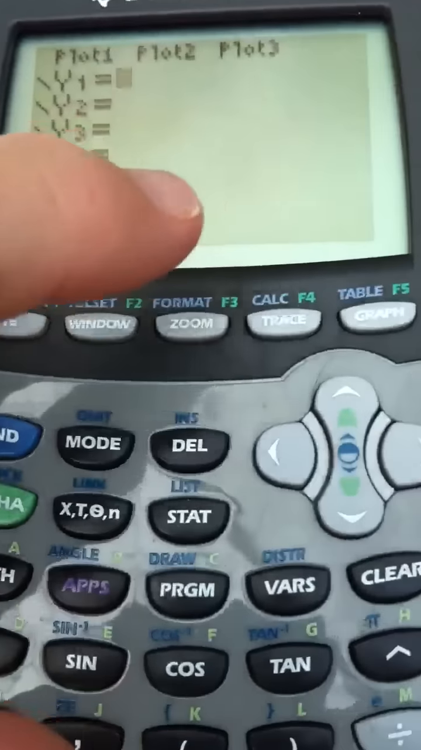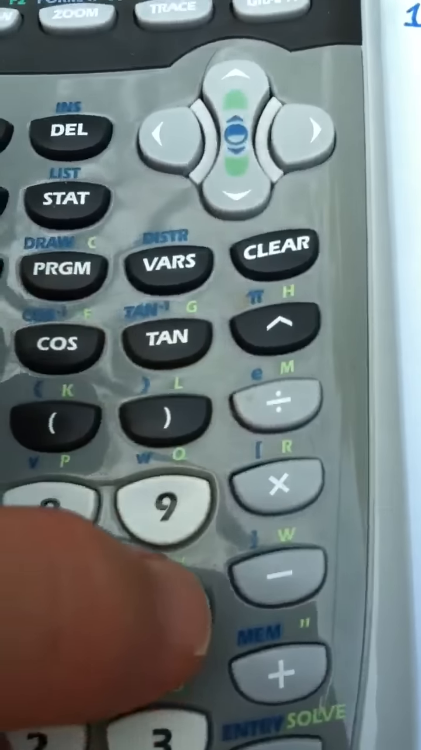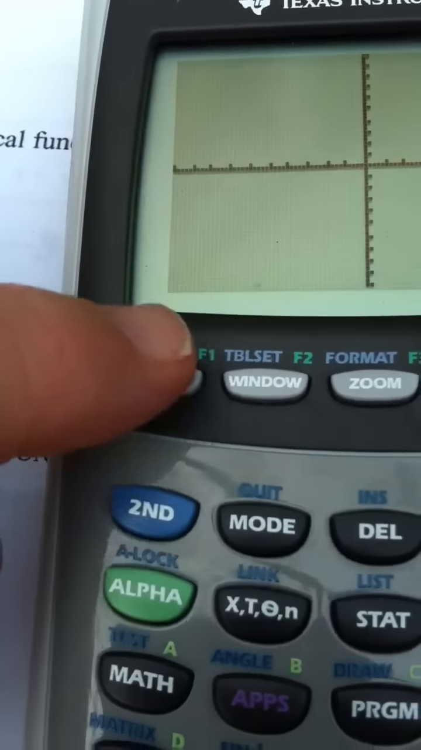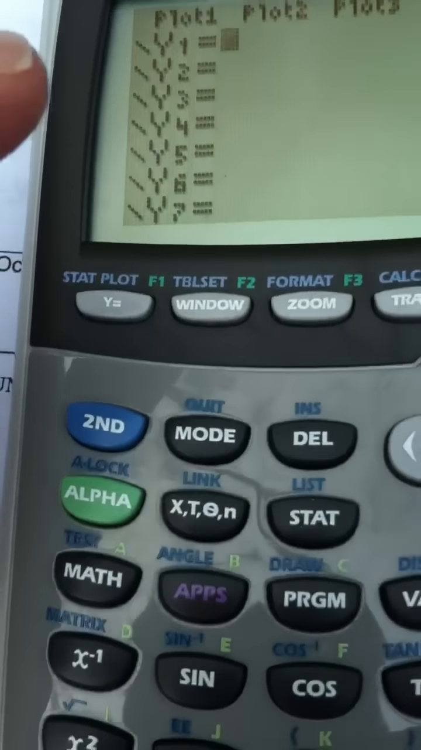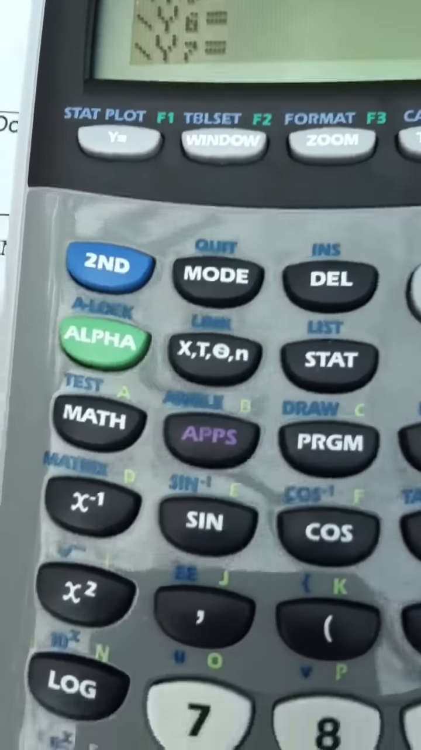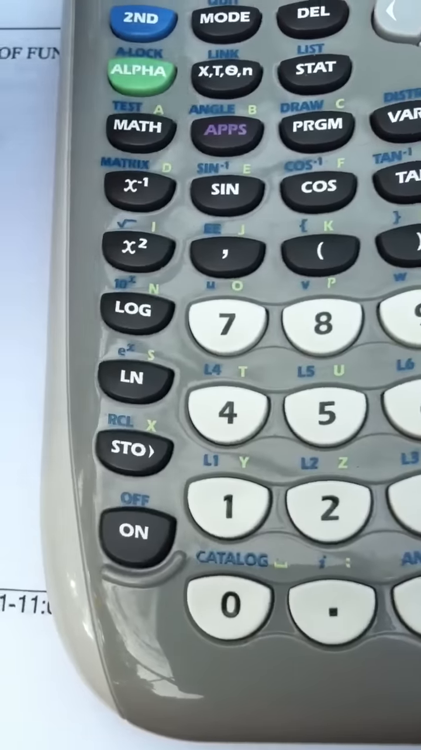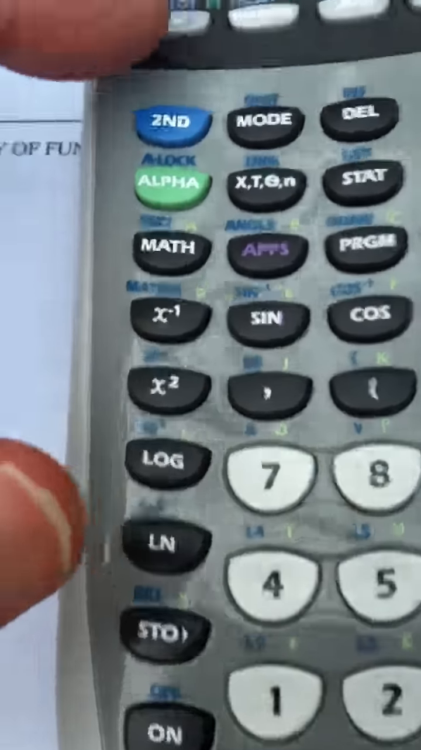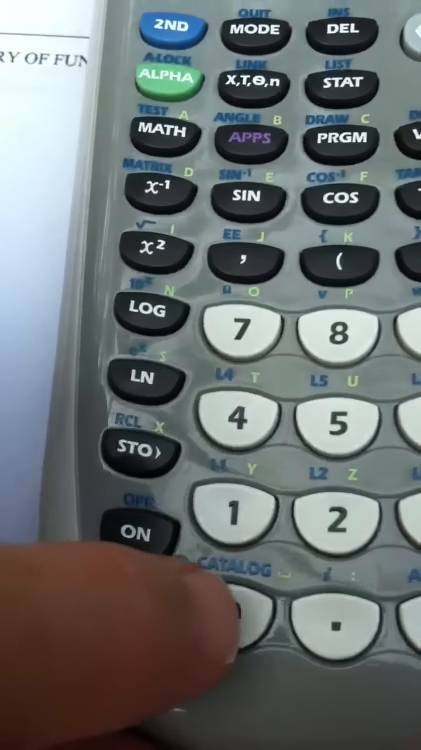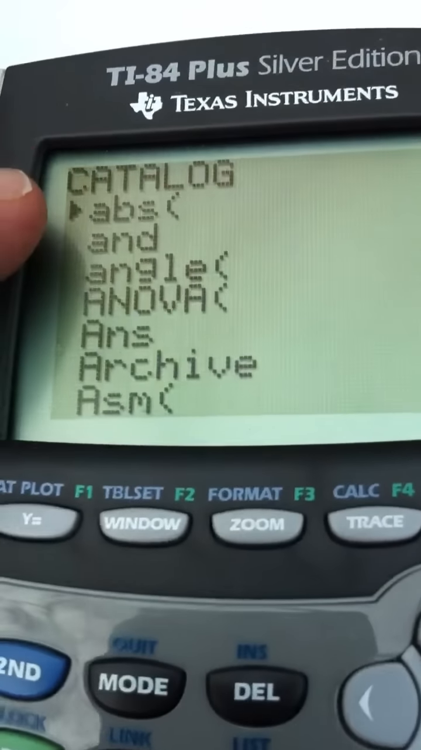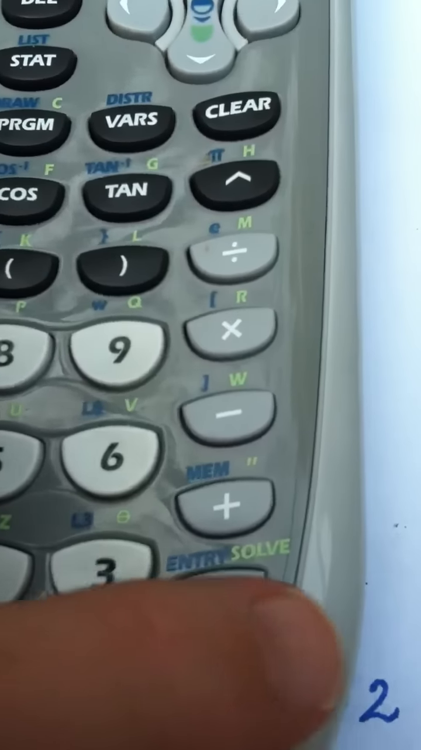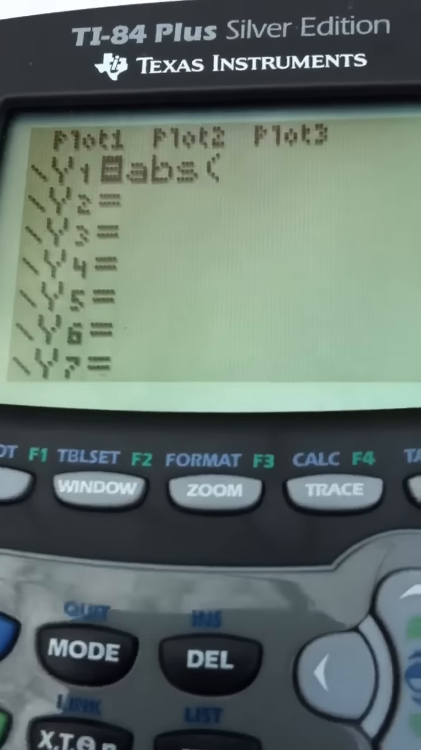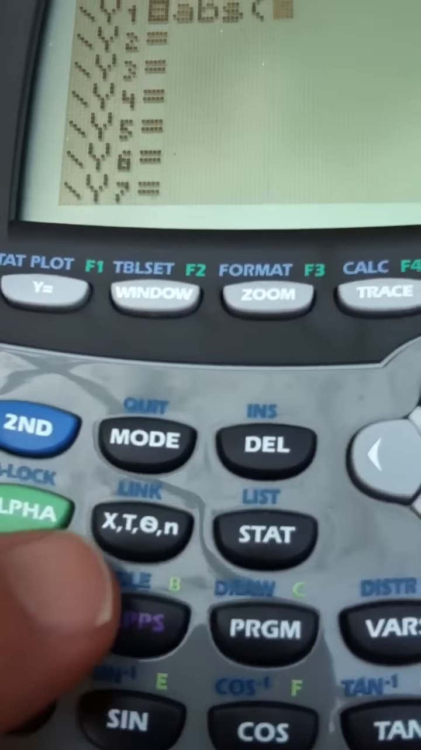Okay? Zoom 6 is going to give us a standard window. Y equals, and there's a couple places to find absolute value. Probably the quickest is to go down to the catalog menu. So that would be what? Second function 0. And that will pull up the absolute value function if you hit enter. So now we have y equals the absolute value of, and we're taking the absolute value of x.